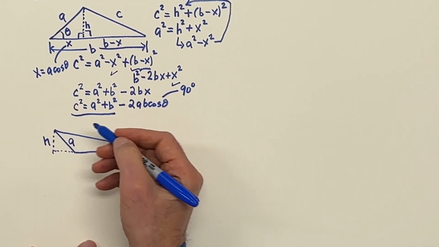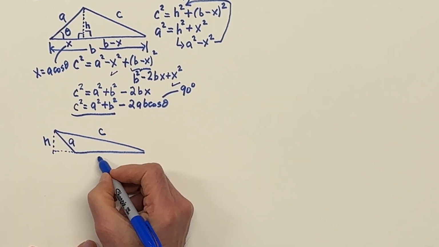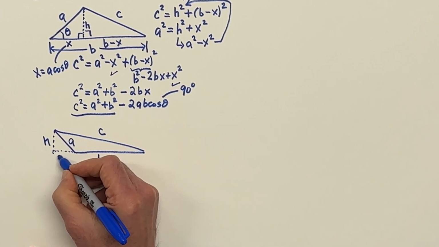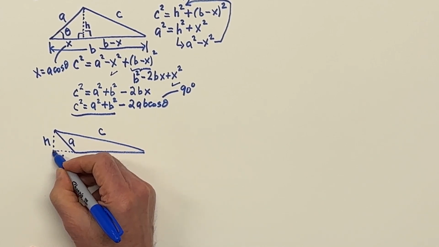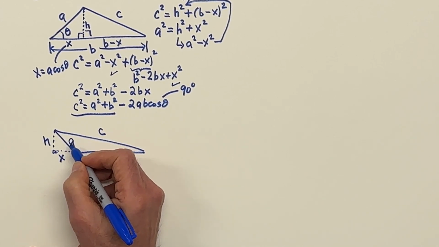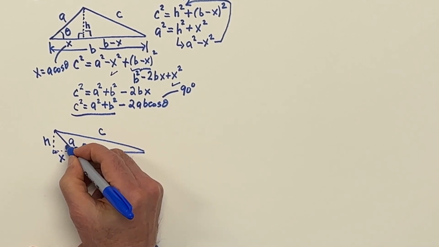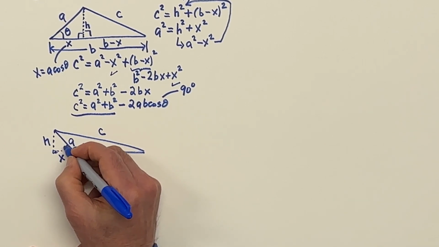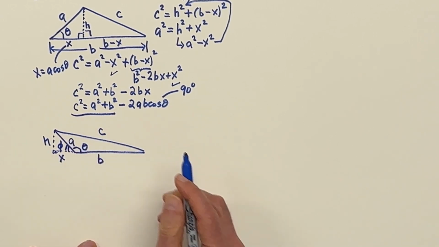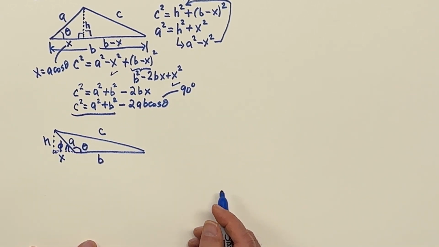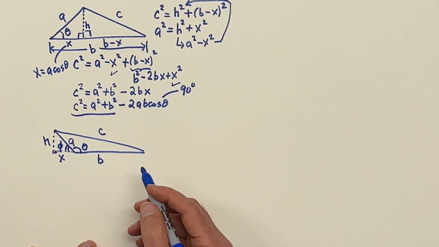The A just goes the other way. This is still C, and this is B, and we can still call this X, this little distance in there. So our angle, though, is this theta here. This is a different angle, and we'll call this angle here phi.